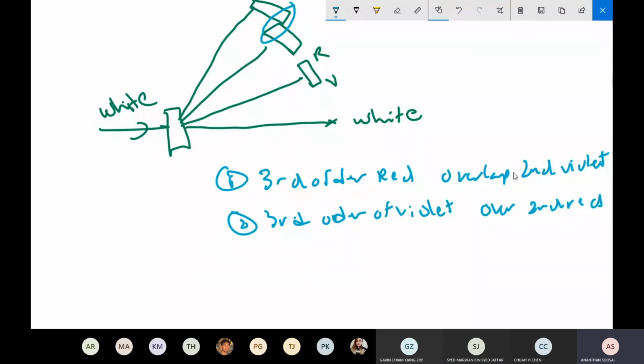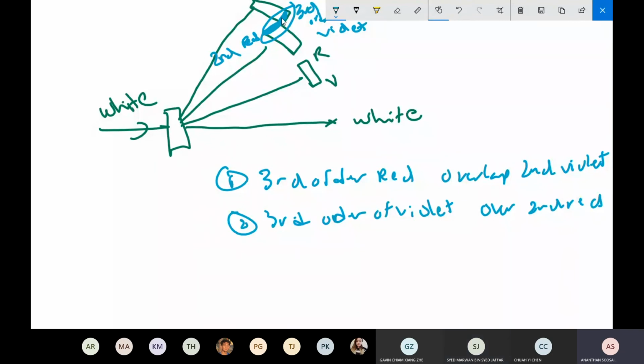Third order of red overlapping with second violet possible, or third order of violet overlapping with second order of red possible? Which one can overlap here? You see the edge? Which edge is overlapping with which one? The top edge of the second order will normally be what color? Red. So the second order of red can overlap with the third order of what? Violet. Yes, remember, the second order of red can overlap with the third order of violet.